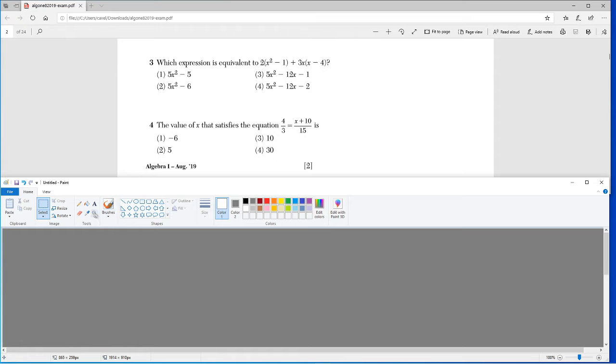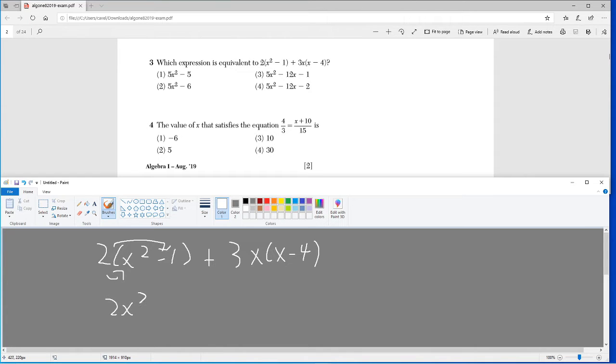Which expression is equivalent to 2 times x squared minus 1 plus 3x times x minus 4? The choices are pretty much simplifying everything, combining like terms, so let's do exactly that. 2 times x squared minus 1 plus 3x times x minus 4. So let's distribute.